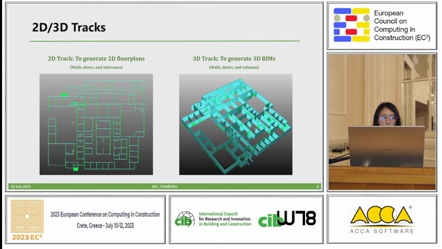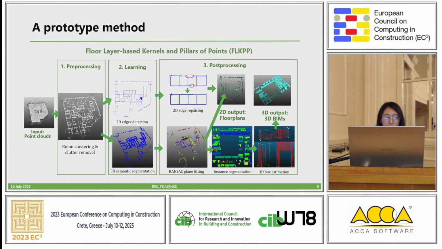So there are 2 tracks in this challenge. The first one is the 2D track, that is to generate 2D floor plans. That means we need to predict the walls, doors, and staircases as lines in this floor plan. And the other is the 3D track, to generate 3D models containing the 3D instances of walls, doors, and columns.